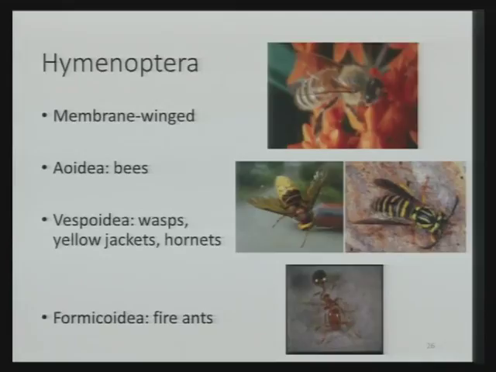For Hymenoptera, what does hymen mean? Hymen means membrane. So these arthropods have membrane wings. Okay? We have bees, wasps, yellow jackets, hornets, and fire ants.